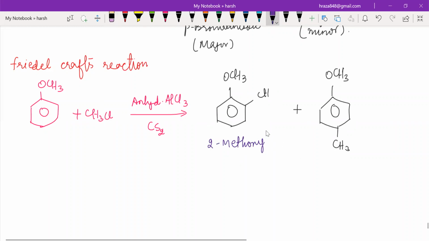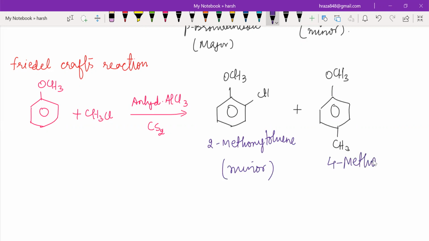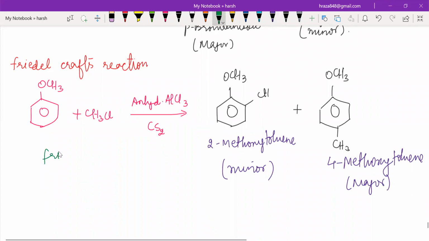This will be minor, and this will have the name 4-methoxytoluene. So this will be major. So you can also call it Friedel-Crafts alkylation.